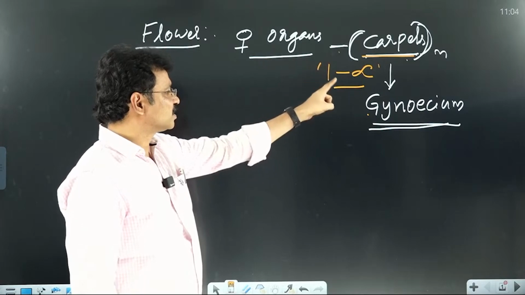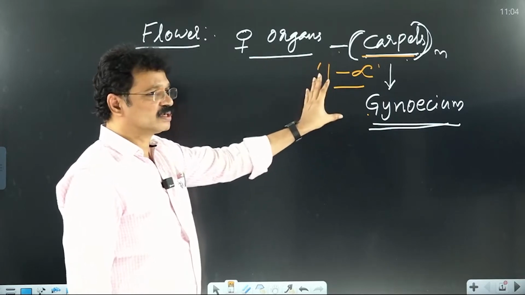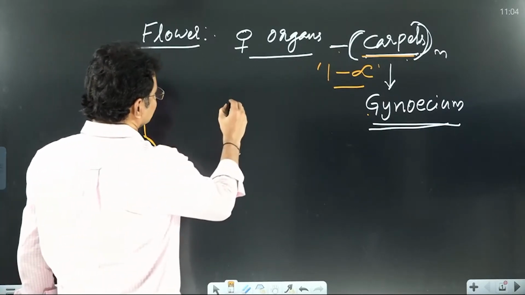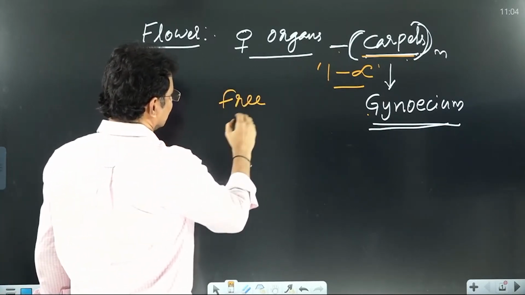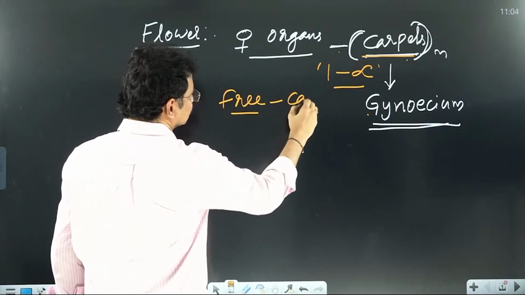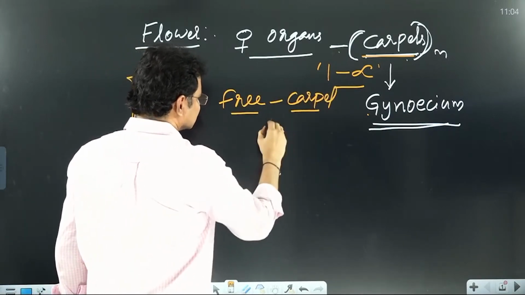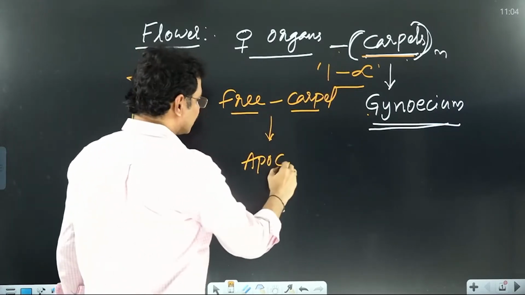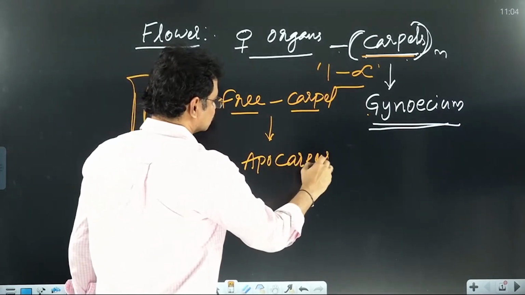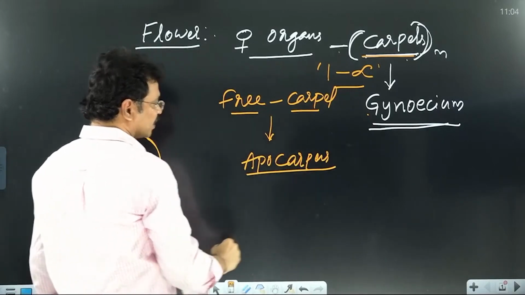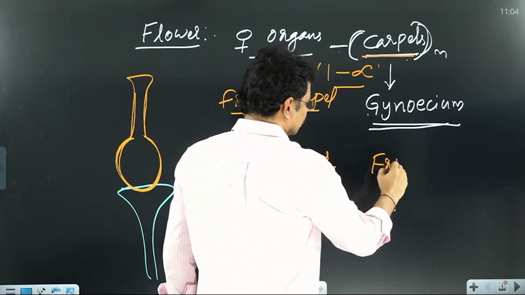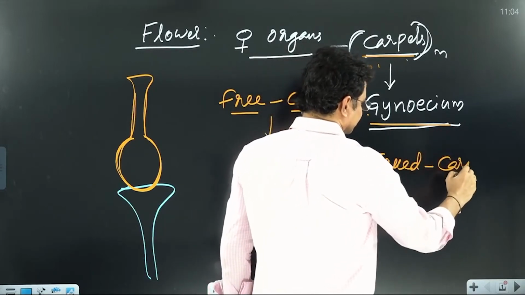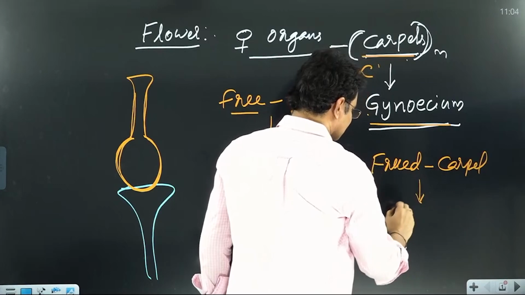All the carpels in a gynoecium are found in either a fused condition or a free condition. If all carpels are free, not fused with another one, then the condition is called apocarpous. If the carpels are fused, one carpel fused with another carpel in the same gynoecium, it is syncarpous.